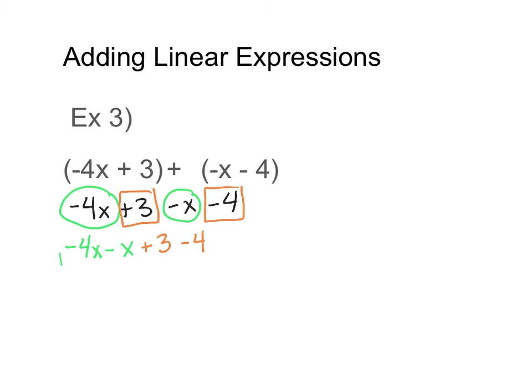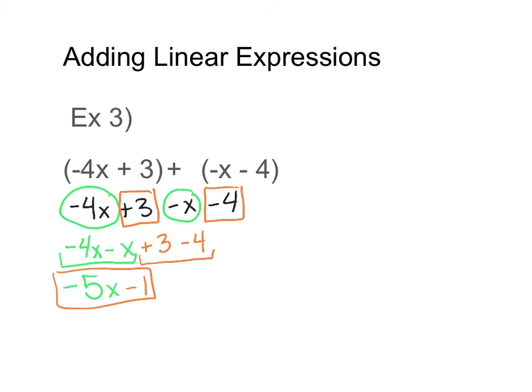So let's go ahead and simplify now. I have negative 4x minus x. Well, how many negative x's would I have? I would have negative 5x. Now I have a positive 3 and a negative 4. So if I have 3 minus 4, that would be just minus 1 or negative 1. So my final answer would be negative 5x minus 1.